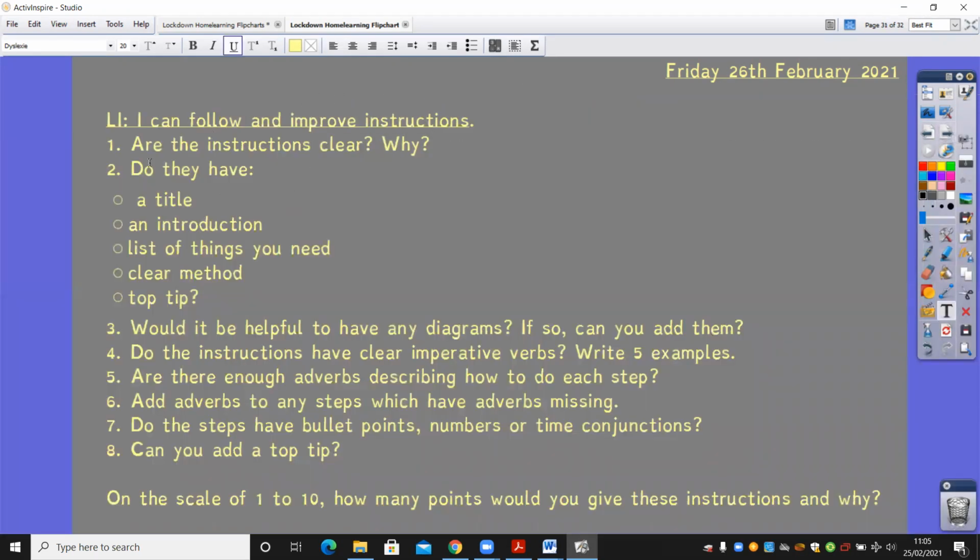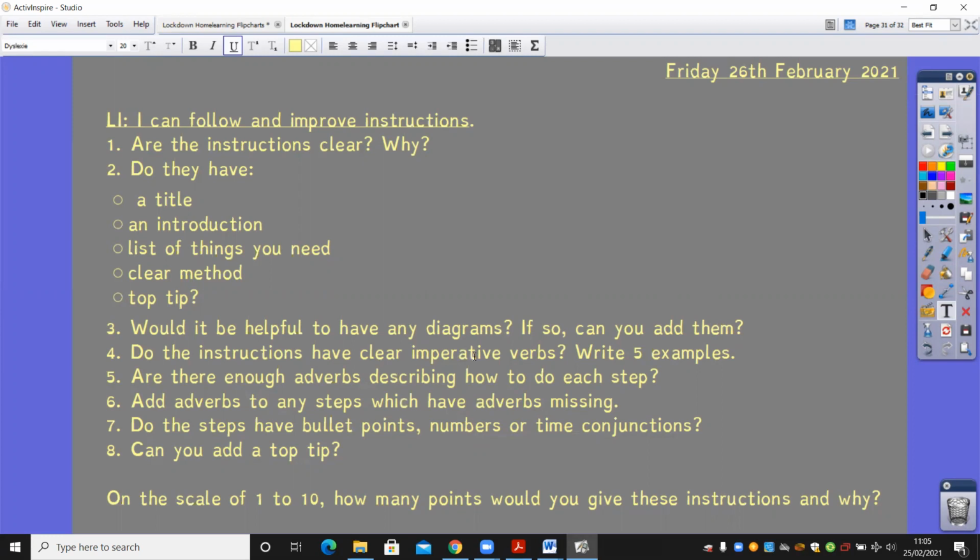Are these instructions clear? And why? What is it that makes them clear? And if not, how could they be improved? Do they have a title? Do they have an introduction? Do they have a list of things you need? Is there a clear method? Is there a top tip? Would it be helpful to have any diagrams? If so, can you add them to make some of the steps clearer?